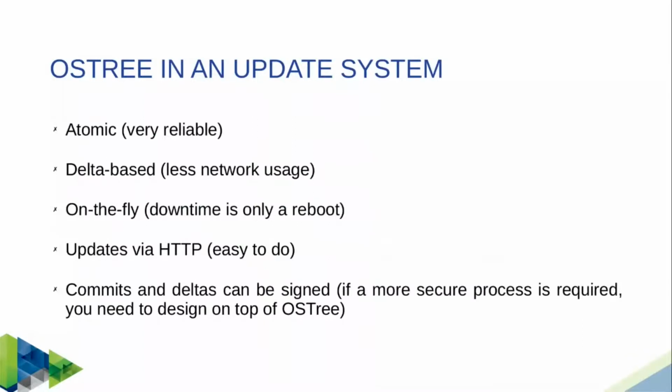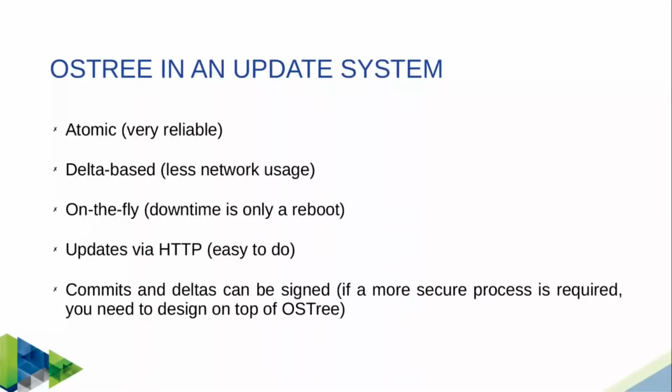So those are a few characteristics of using OSTree as an update system. It is atomic, so it's very reliable. It is Delta-based, so it is able to download only the changes that you have made in the operating system. You can do it on the fly while your operating system is running. The only downtime is a reboot. When everything is done, you just reboot to boot into the new file system. You can easily do this via HTTP. I'm going to show this in the last hands-on.